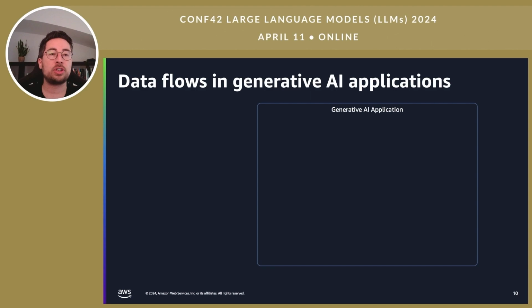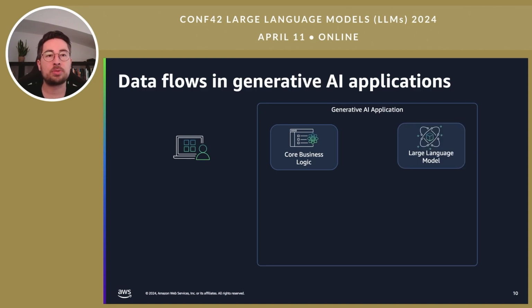So you have your generative AI application that a user wants to interact with and get value from. Within your AI application, you have different building blocks, for example, the core business logic or a large language model that you use. This could be a pre-trained one or also a fine-tuned one, as we discussed before.